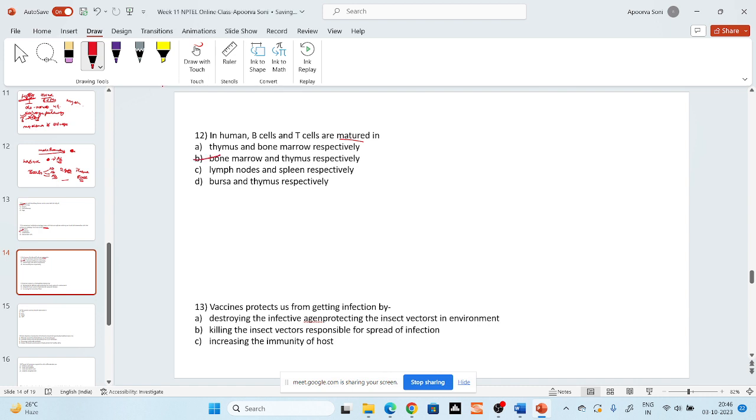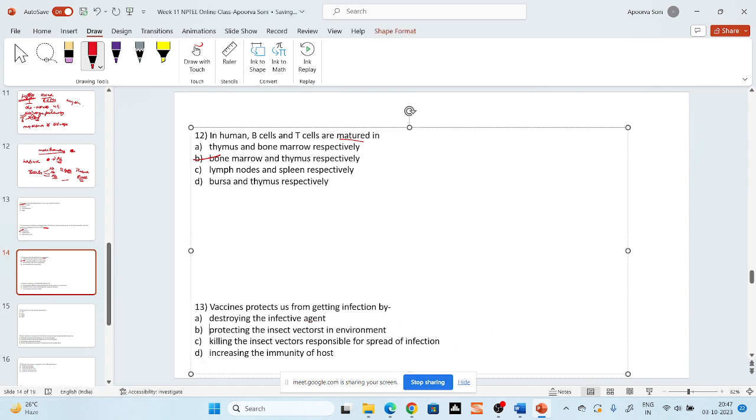Okay, next question. Vaccines protect us from getting infection by destroying the infective agent, protecting the insect vector in the environment, killing the insect vectors responsible for the spread of infection, or increasing the immunity of the host. What is the answer? Increasing the immunity of the host. Yeah. And I'm sorry for the typos.